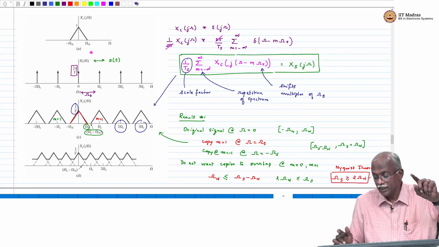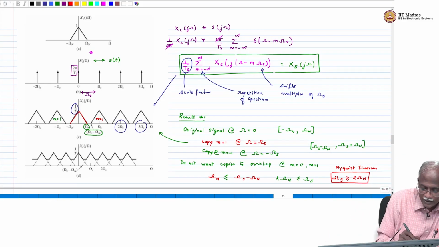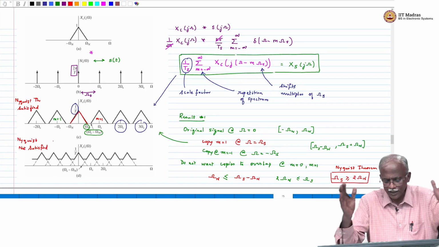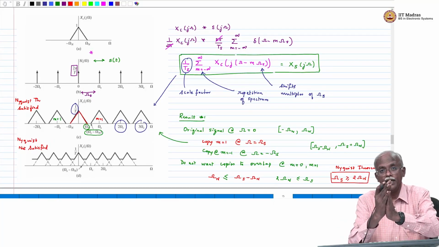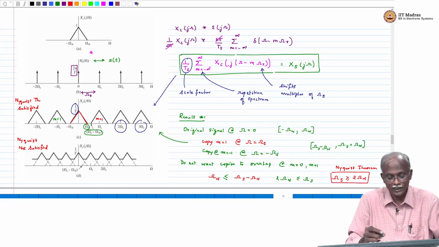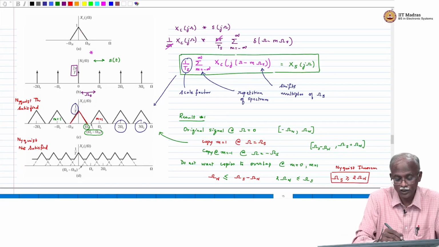On the other hand, this is a case where the Nyquist theorem is satisfied. Now, in the case where Nyquist is not satisfied, then what happens? The copies of the signal occur closer to each other, the copies overlap and cause distortion to the original signal. The original signal is what we see at the top.